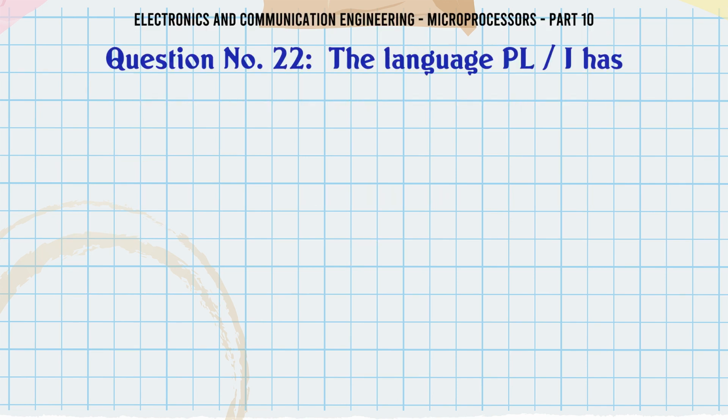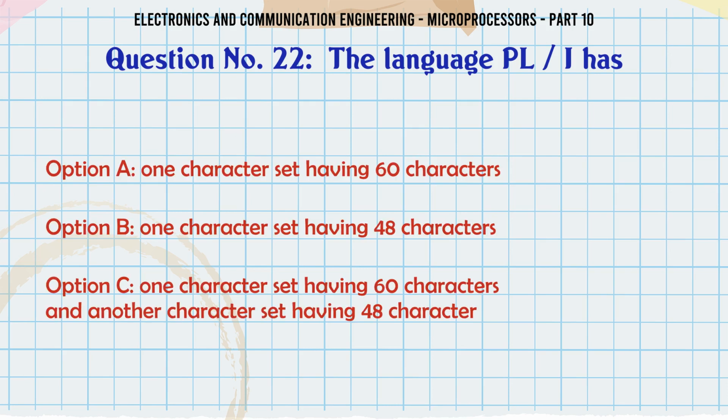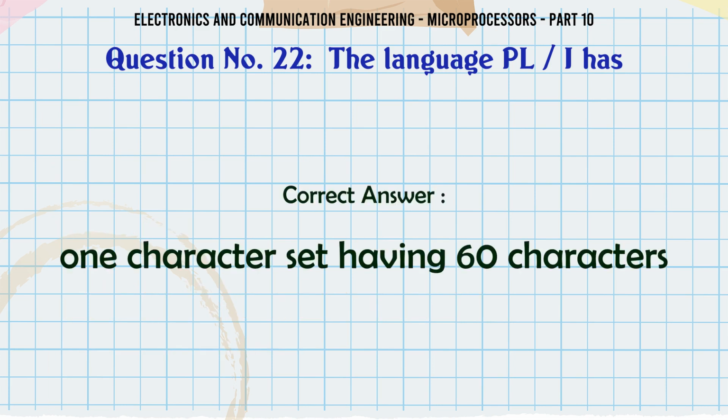The language PL/I has A. 1 character set having 60 characters. B. 1 character set having 48 characters. C. 1 character set having 60 characters and another character set having 48 characters. D. None of the above. The correct answer is 1 character set having 60 characters.